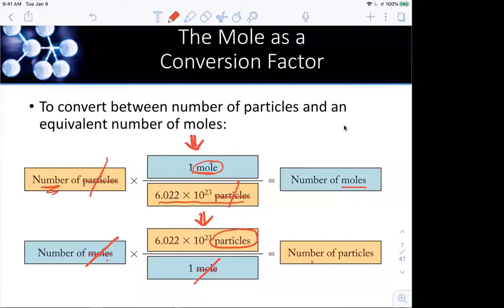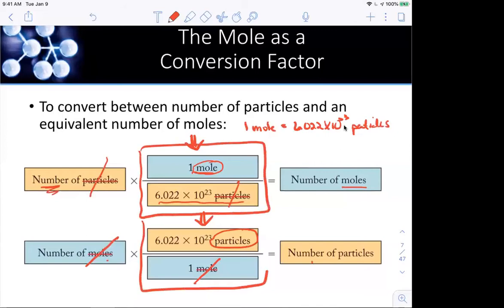If I just memorize, oh, if I want to go from number of particles to moles, I divide by Avogadro's number. Or, oh, if I want to go from moles to number of particles, I multiply by Avogadro's number. You're going to get really confused really quickly. All you have to remember is that 1 mole is equal to 6.022 times 10 to the 23rd particles. You don't have to remember when you want to divide and when you want to multiply if you use the conversion factor method, because you're always going to put what you don't want on the bottom and put what you do want on the top.